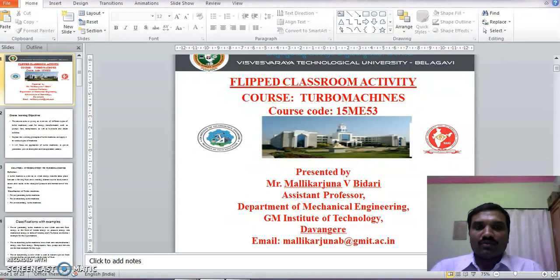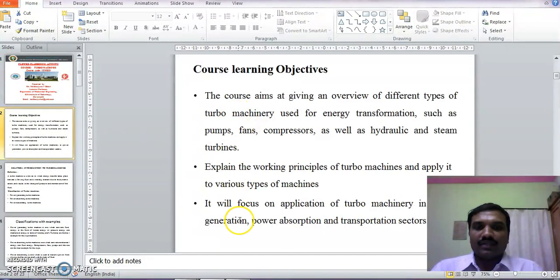I will consider my course Turbomachines. In this course, I am going to cover different objectives. The course aims at giving an overview of different types of turbomachinery used for energy transformation, such as fans, pumps, compressors, as well as hydraulic and steam turbines. Explain the working principles of turbomachines and apply them to various types of machines. It will focus on application of turbomachinery in power generation, power absorption, and transportation sectors.